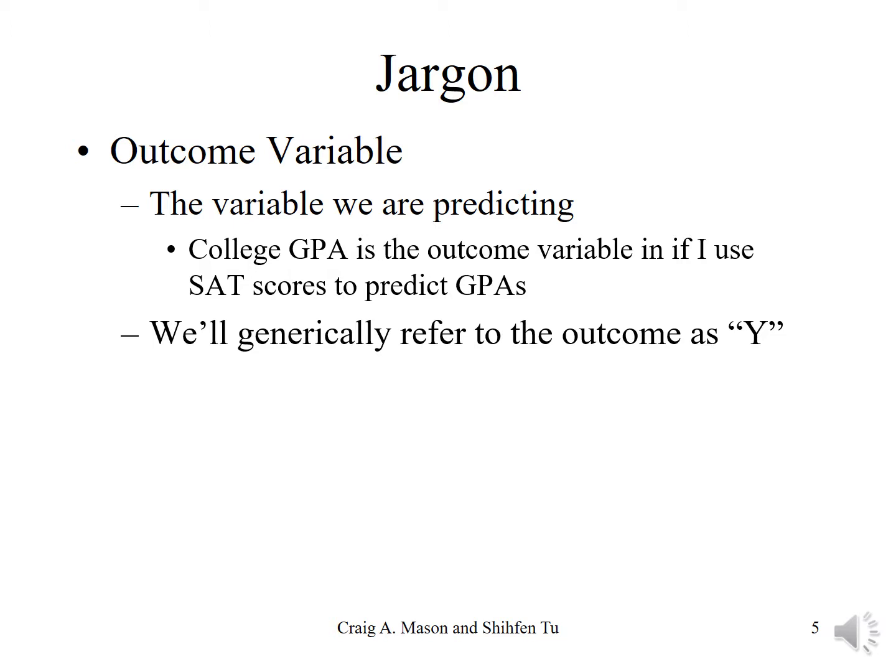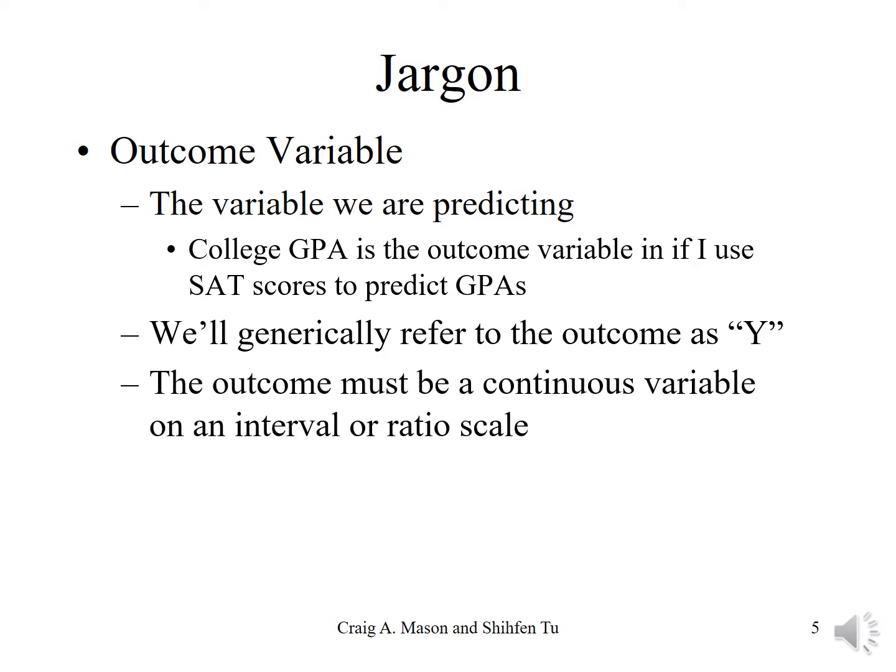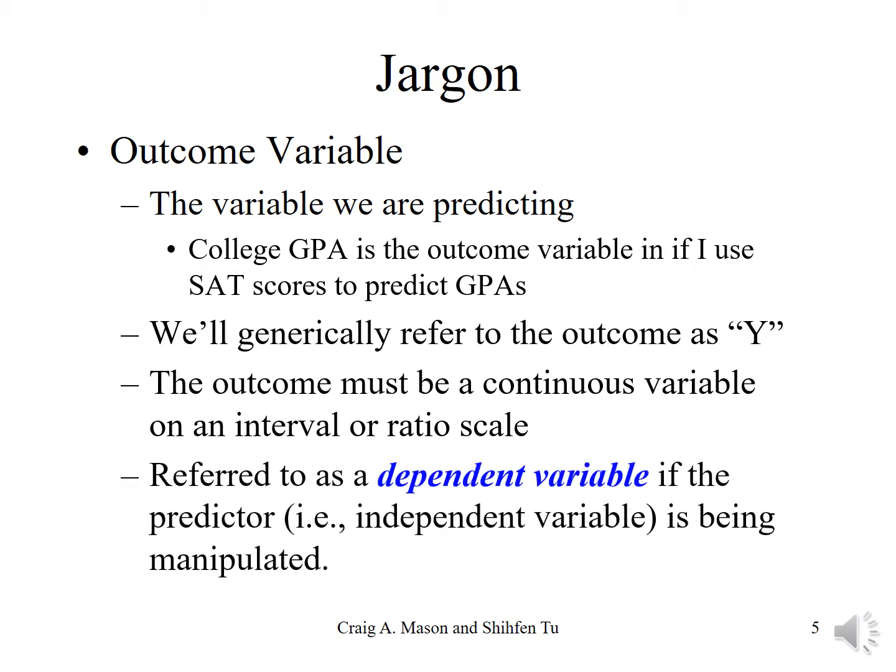Now, with the outcome, it's important to note that it must be a continuous variable on an interval or ratio scale. You can't perform this type of regression if the outcome is categorical or dichotomous, something like predicting whether a student does or does not drop out of high school. That requires a different type of analysis. Also, it's worth noting that you may see the outcome variable referred to as the dependent variable if the predictor is being manipulated by the researcher, if the predictor is an independent variable.